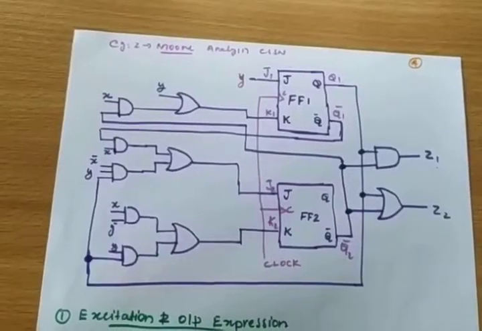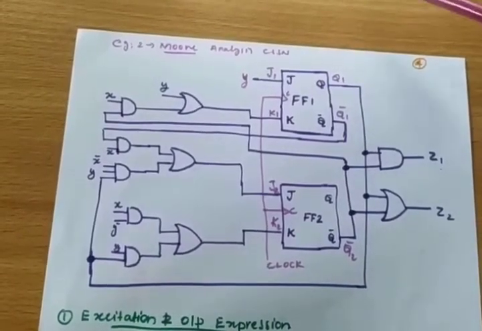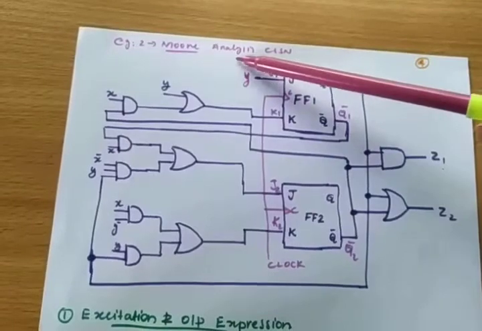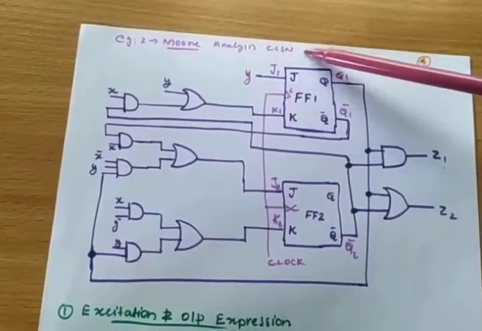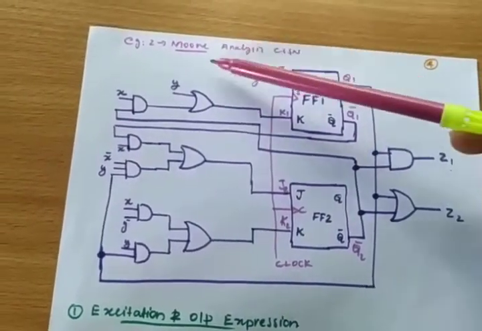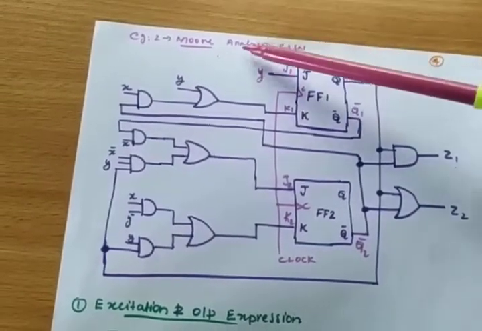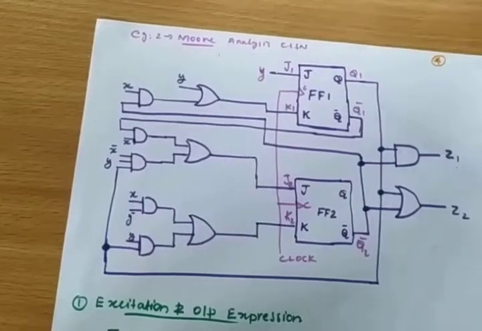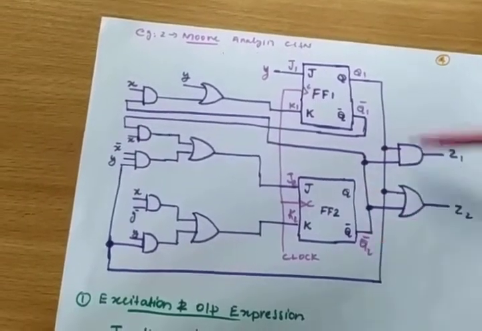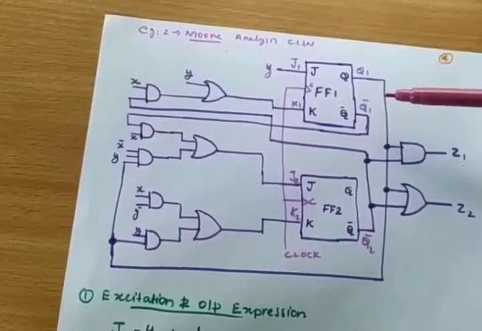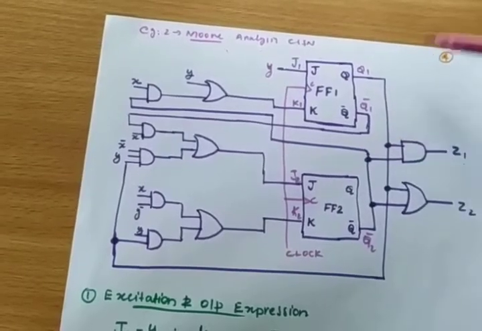Welcome to this section. In this section, I will discuss the analysis of a clocked synchronous sequential network. It is a Moore circuit. So here we will discuss the analysis of a Moore clocked synchronous sequential network. Looking at the diagram, you should identify whether it is Mealy or Moore.